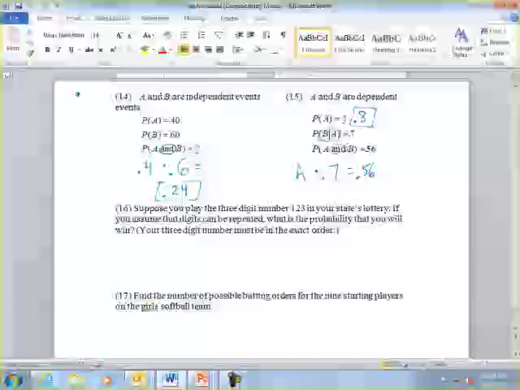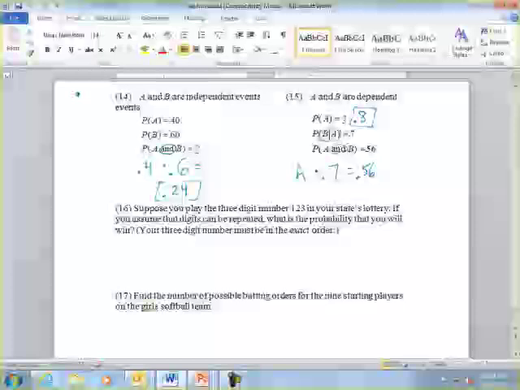Suppose you play the 3-digit number 123 in your state's lottery. If we are playing the 3-digit number 123 in our lottery, how many tickets did we buy? So if I'm playing the number 123 in the lottery, how many tickets did I buy? How many? Just one number. 123 is all on one ticket.